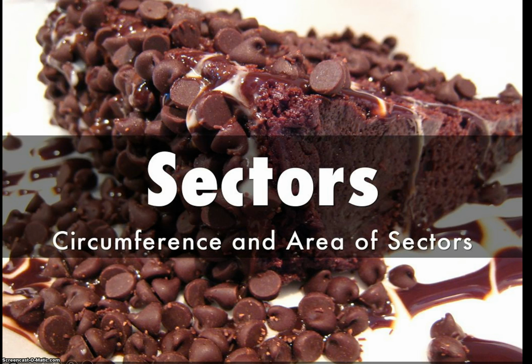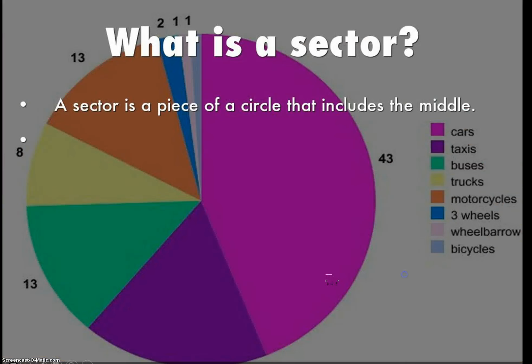So today we are learning about sectors, and this is an example of a sector in the background, this delicious chocolate cake. Looks beautiful, doesn't it? And so good. So that's a sector. It's just a piece of the pie, or in this case, the cake. So what is a sector? It's a piece of a circle that includes the middle. So each section of a circle graph can be defined as a sector. It's just a piece of it.